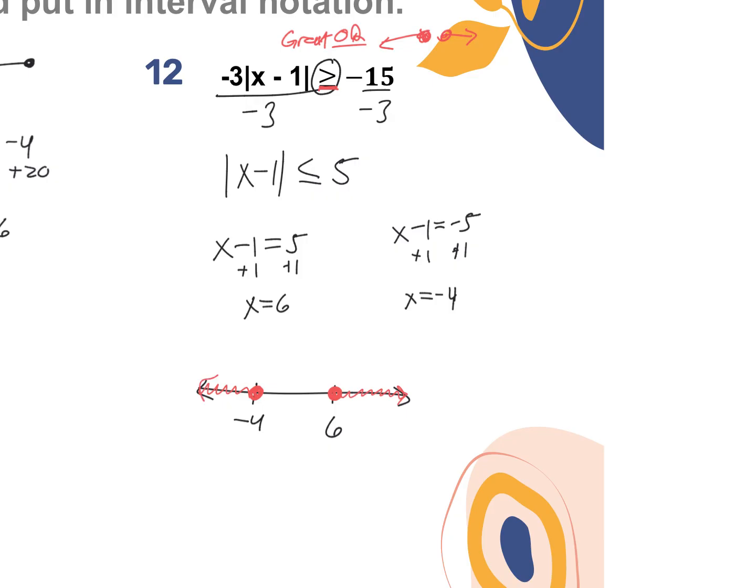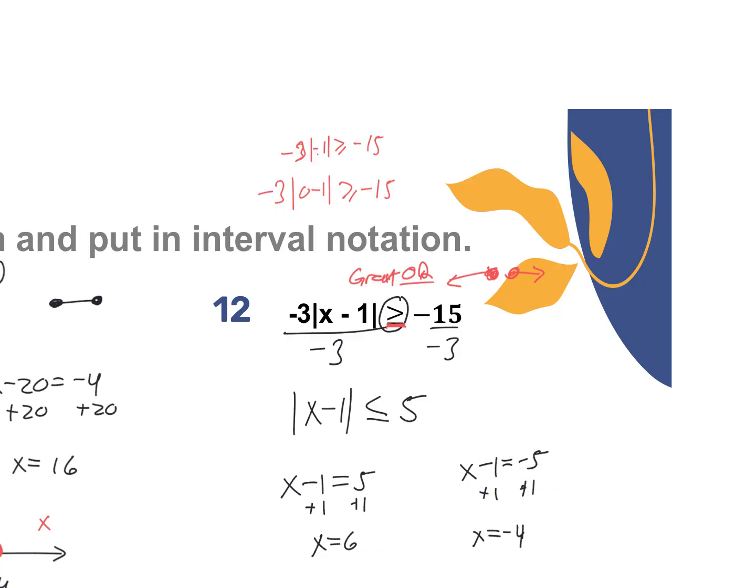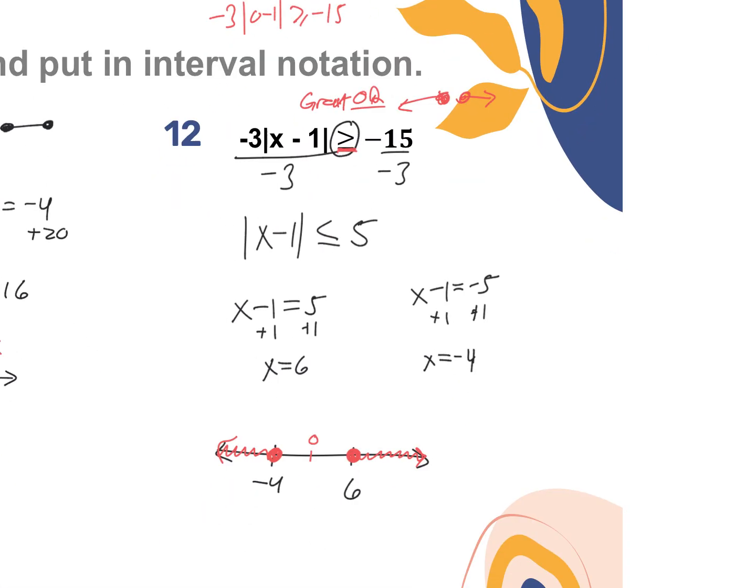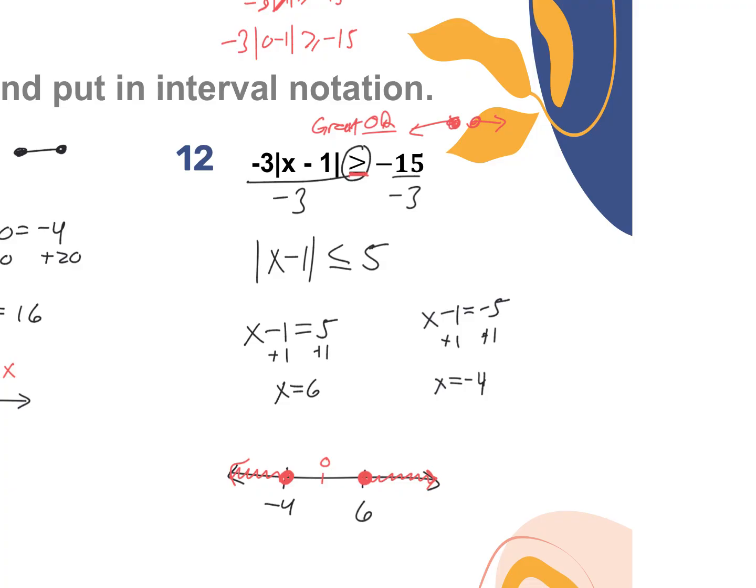If you're not comfortable with that, pick a point. 0 is between these 2 points. And if I plug 0 into the original, I get negative 3 times the absolute value of 0 minus 1 is greater than or equal to negative 15. And so I get negative 3 times the absolute value of negative 1 is greater than or equal to negative 15. The absolute value of negative 1 is just 1, and 3 times 1 is itself. So I get negative 3 is greater than or equal to negative 15, which is a valid statement. And so that means I made a mistake. I looked at the original, but you should be looking at this one when you're trying to graph.